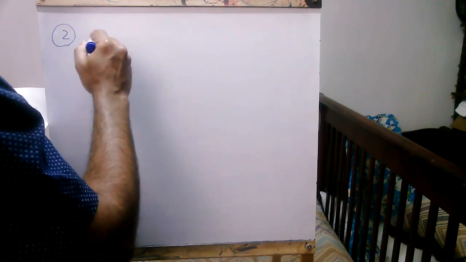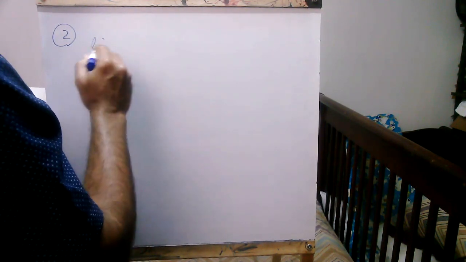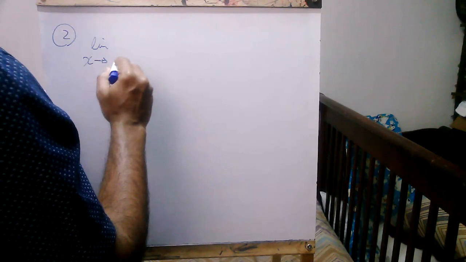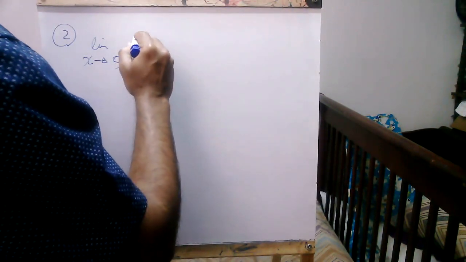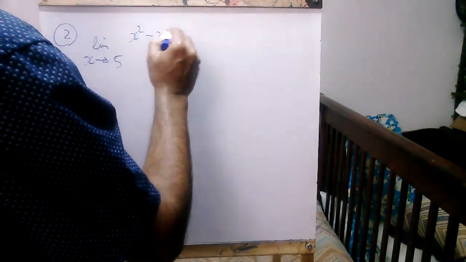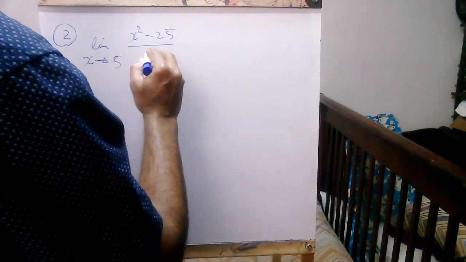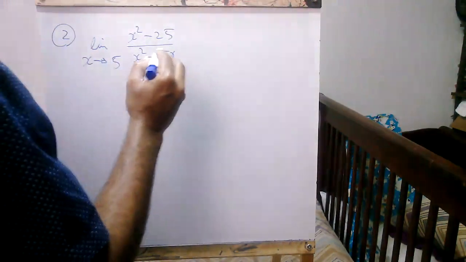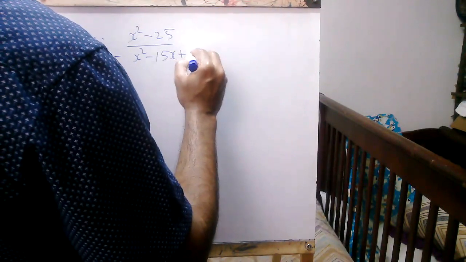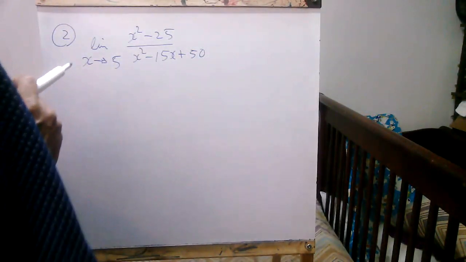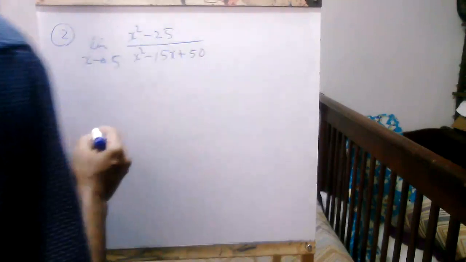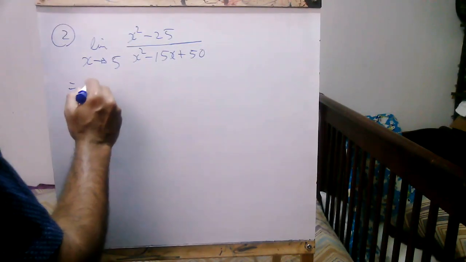Number 2. This question asks you to find the limit as x approaches 5 of (x squared minus 25) divided by (x squared minus 15x plus 50). Now factor this out.